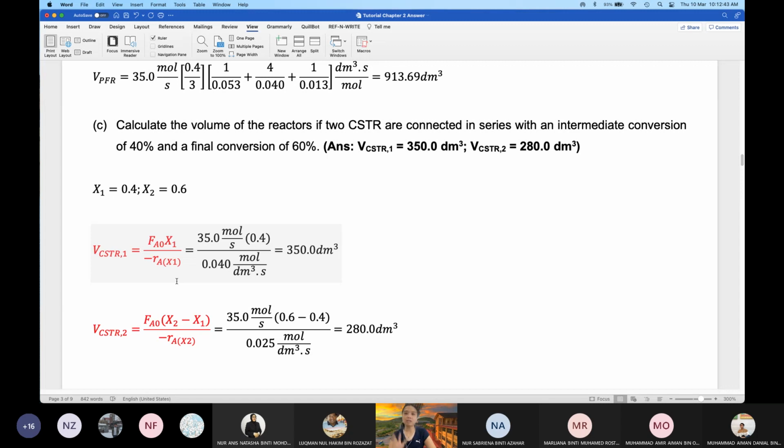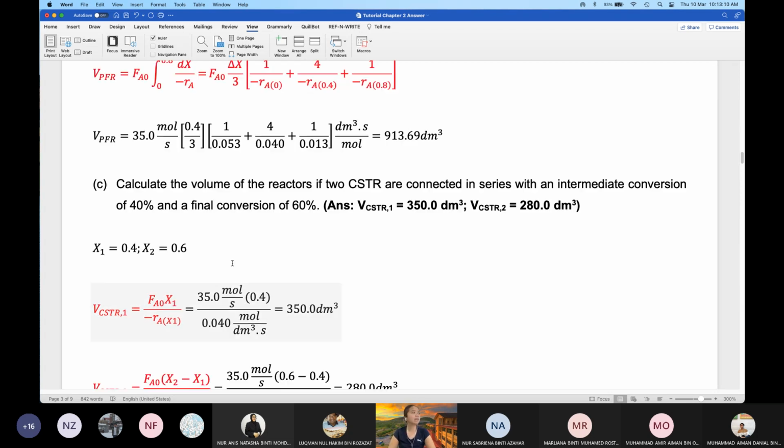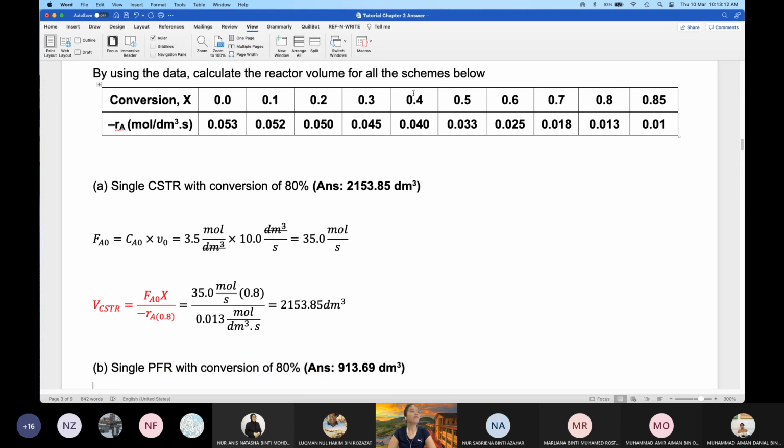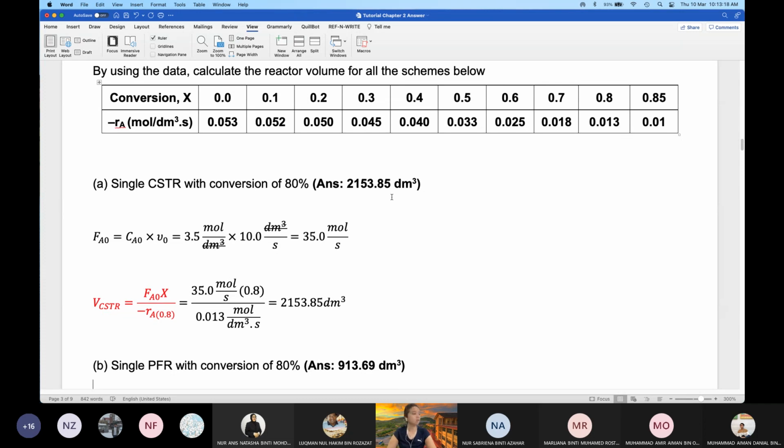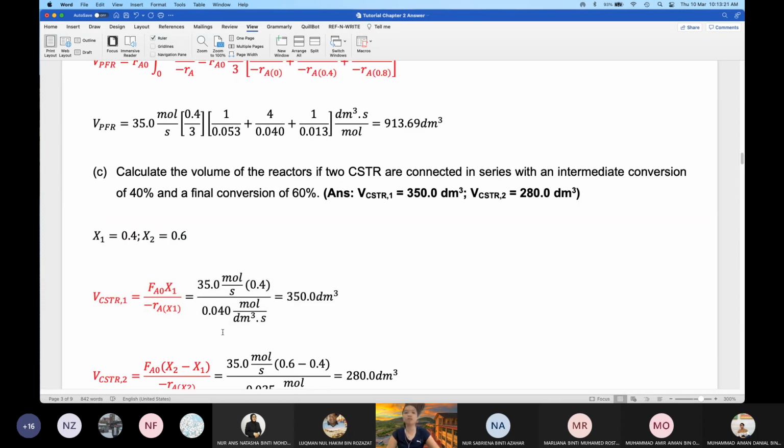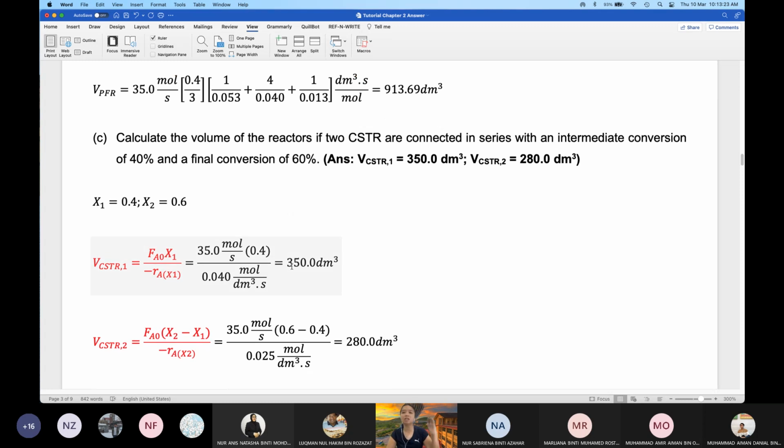So FA0 is still the same because the question doesn't change the concentration or the volumetric flow rate. FA0 is still 35 mole per second. My X1 is 0.4, and when X is 0.4, my minus RA is 0.040. How do I get that? Look at the table above: when my X is 0.4, my minus RA is 0.040. So just replace 0.040 and you get the volume as 350.